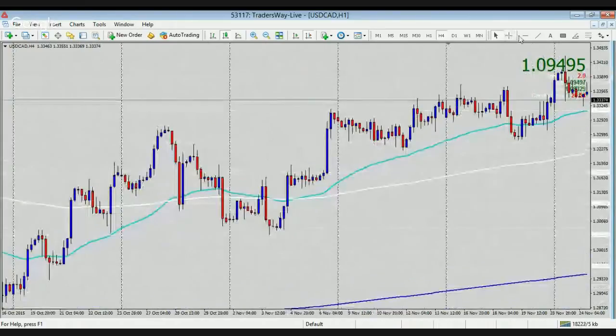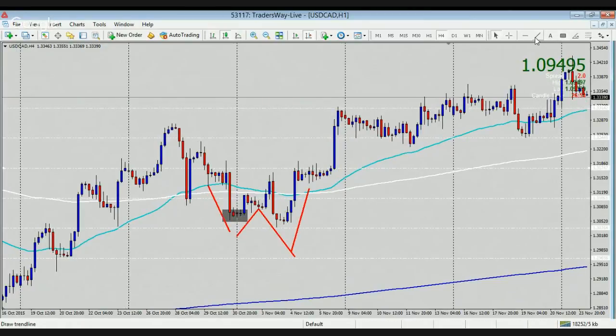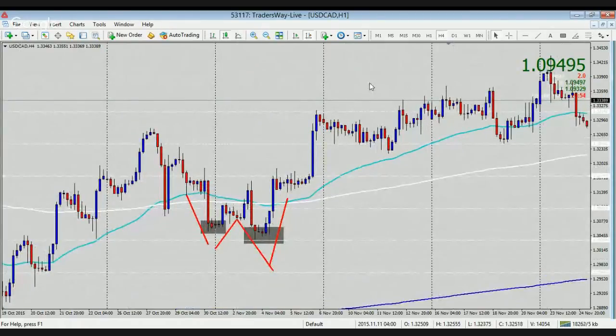Okay, so right here, W formation. You guys see that? W formation. First leg, second leg. Okay. Why is this not valid?